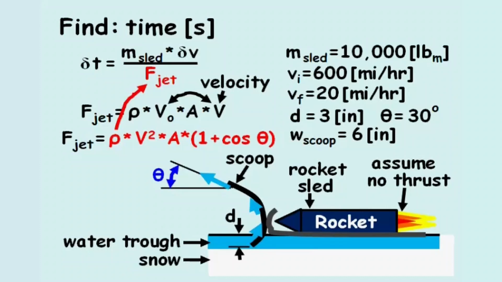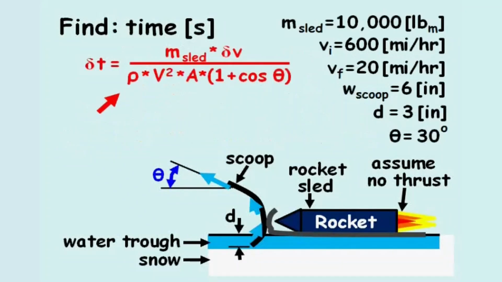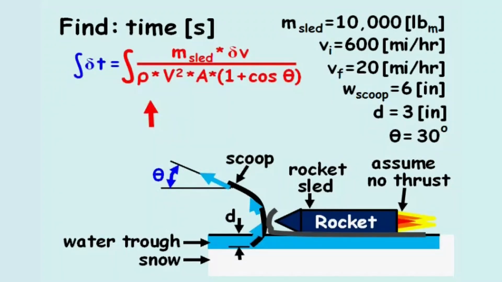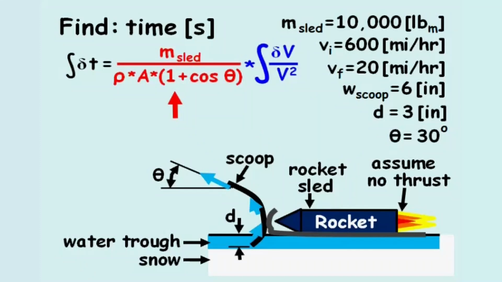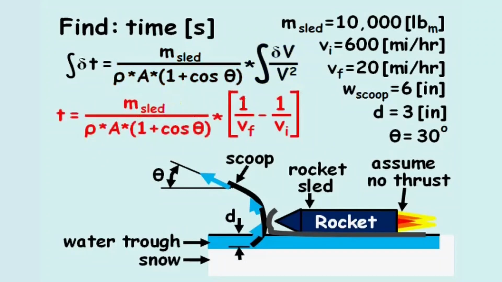Next, we'll plug in this value for F jet, and then take the integral of the left-hand side of the equation with respect to time, and take the integral of the right-hand side of the equation with respect to velocity. On the right-hand side of the equation, most of the terms are constant with respect to velocity and can be removed from inside the integral sign. After integrating, we're left with our equation for time.